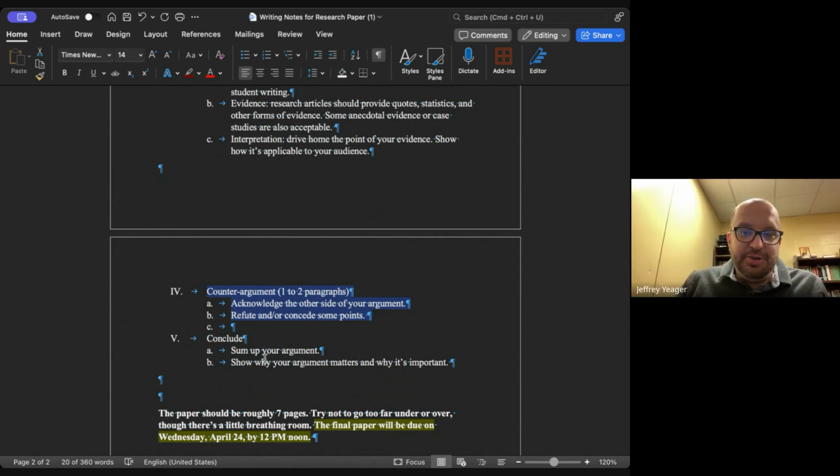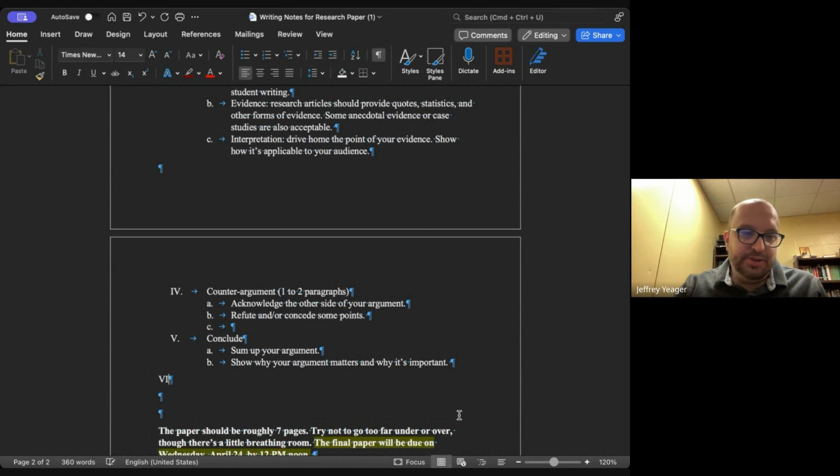And then when you conclude, you just do two things pretty much. You sum up your argument again, and then you show why your argument matters and why it's important. So this isn't just an exercise, right? You want to show, okay, this is a topic related to education, the teaching of writing, the teaching of grammar. Here's why this matters for future students. So you want to do a nice, larger significance style conclusion.